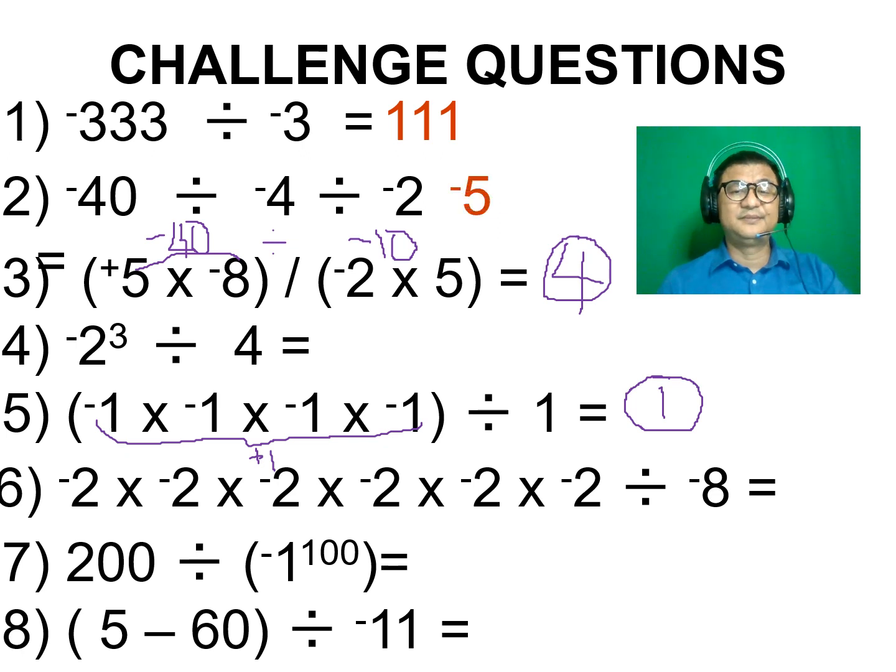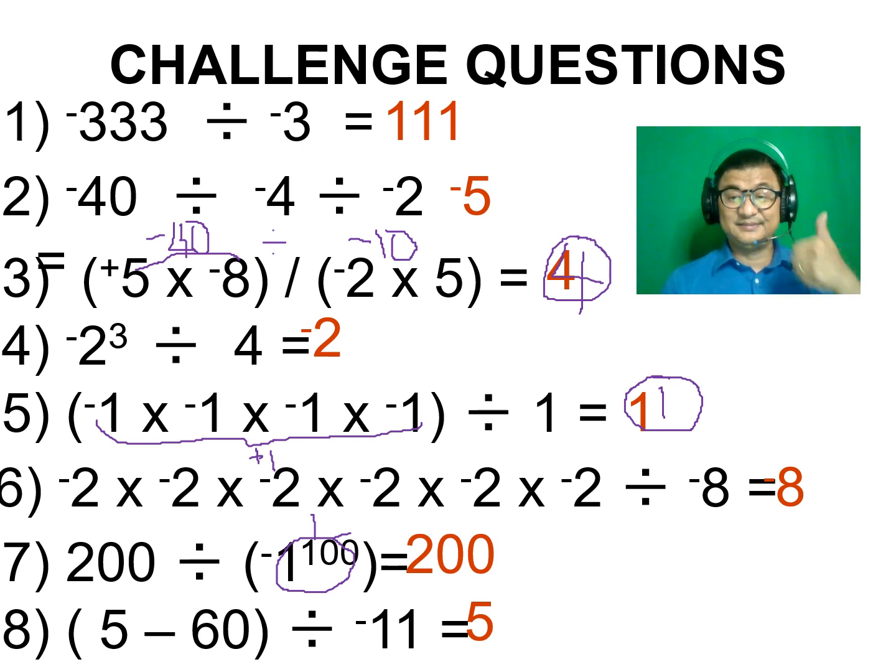111 positive, negative 5. We got that already. 4. Negative 2, 1. Negative 8, 200, because all of this is just equal to 1. And the last one is 5. Got it? Good job.